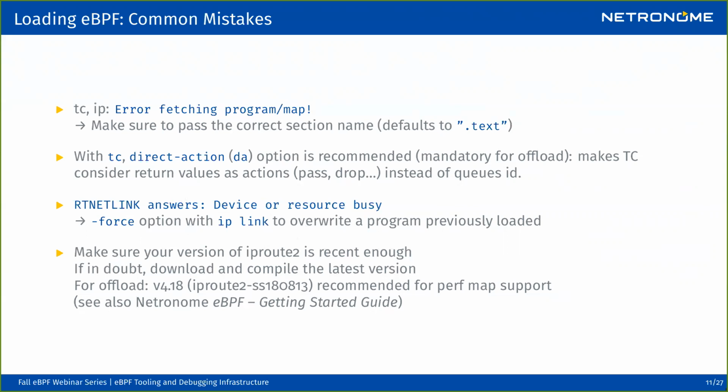Also, make sure your version of iproute2 is recent enough to support everything you want to use in your program. If in doubt, try to get the latest version and to compile it. We provide instructions to download and compile iproute2 in our Getting Started guide if you want. I'll provide a link for that at the end of the presentation. For example, if you want to use perf map events on an offloaded program, we recommend to use the version of iproute2 coming with the kernel 4.18. So just make sure that you have something that's recent enough.